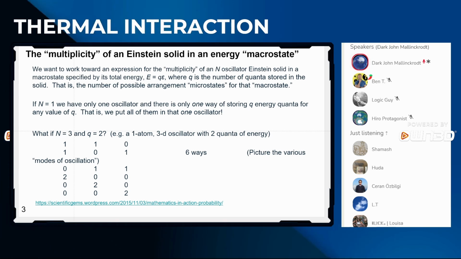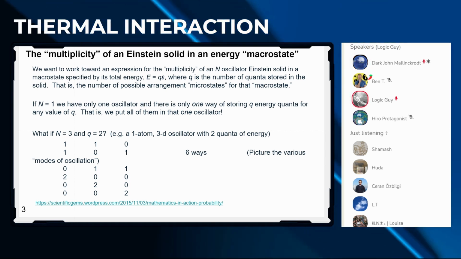Oh, you mean the fact that it could be a 3D oscillator versus a 1D oscillator? Yeah, for n equals 3, q equals 2, we have to add all the possibilities, all the possible values. Yeah, no, I'm not going to do that.